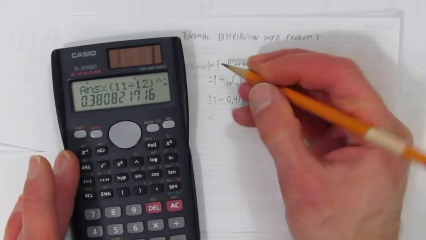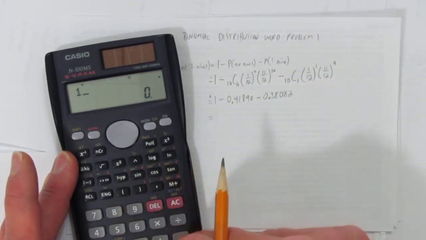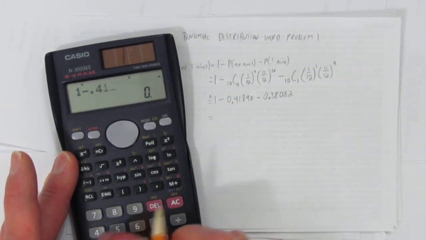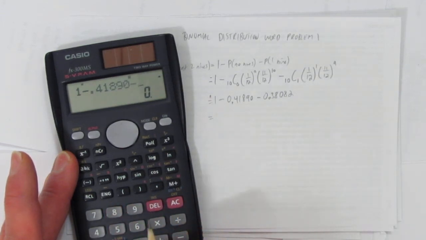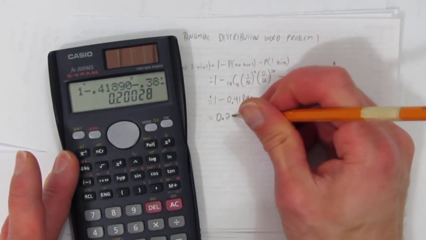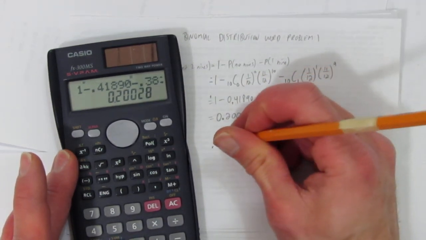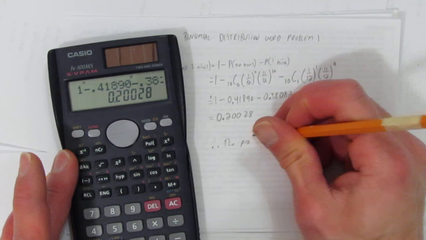So what's the probability of getting at least 2 9s? It's just 1 take away those two numbers. So it's 1 take away 0.41890, minus 0.38082, and you get 0.20028.